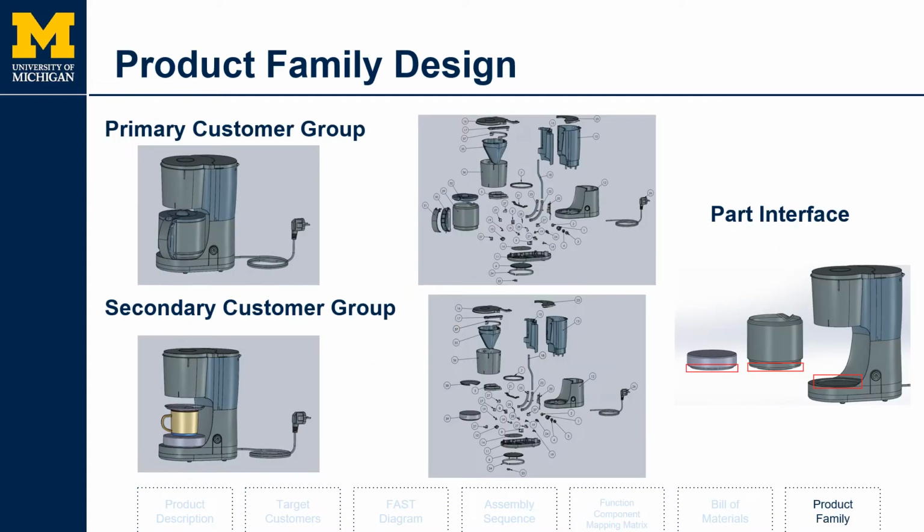Here we can see the product family design for both our primary and secondary customer group in both assembled and exploded views. Our primary customer group focuses on large servings, while the secondary is for single serve. The part interface that's consistent between both primary and secondary groups is a slide fit interface, which is shared by both the cup holder and jug.